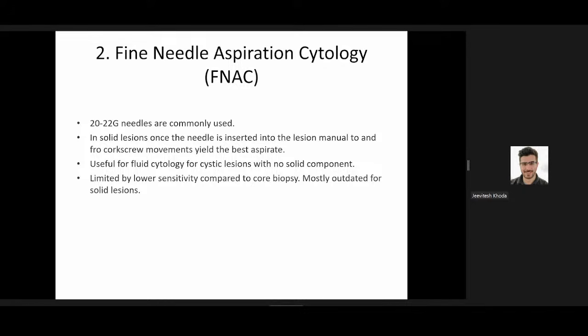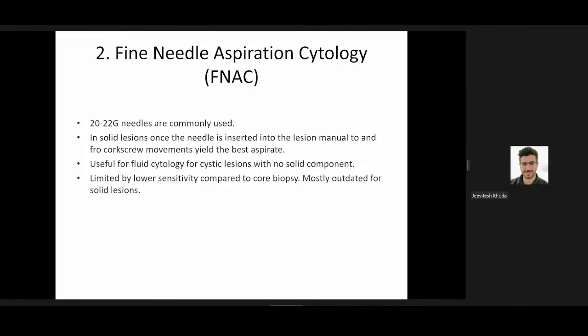So, moving on to fine needle aspiration cytology. Usually 20 to 22 gauge needles are commonly used. It is mostly being used to assess the lymph node, whether it is involved by metastatic deposits or not. And its role in the histopathology of primary lesions is very limited now.